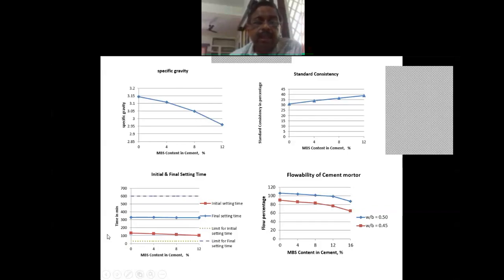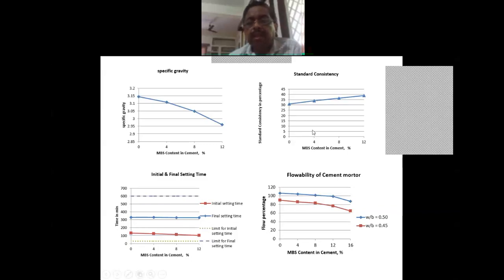So for the addition of this MBS into cement, we studied the cement paste initially: specific gravity, standard consistency, and setting time. There won't be a problem, because we are replacing only a small percentage, around 10%. So there won't be much difference in initial and final setting time. It will be within whatever standard is specified. But definitely there will be a change in the specific gravity, the standard consistency will also increase, and flowability will also be a problem. So it demands more water. Free water has to be added, additional water for the same workability.